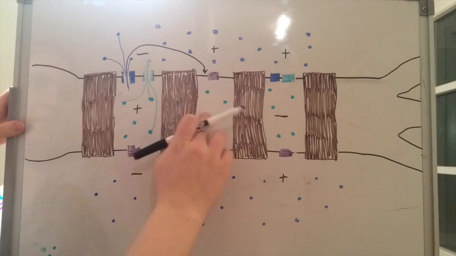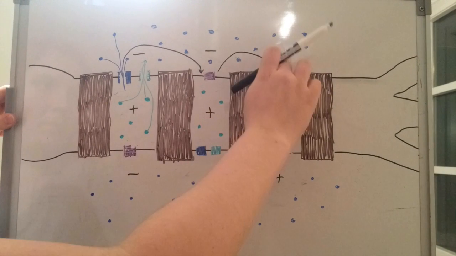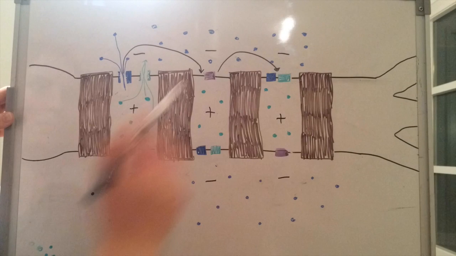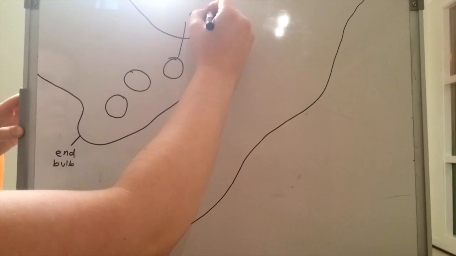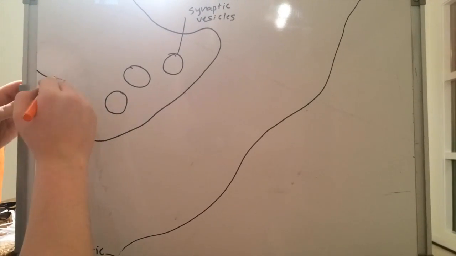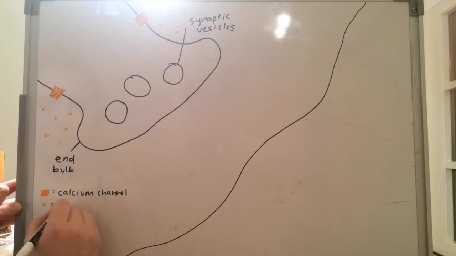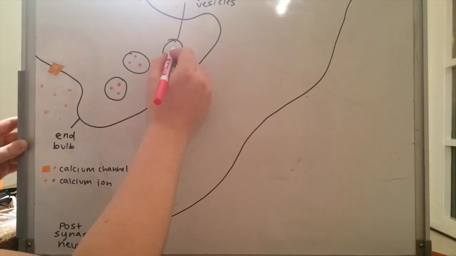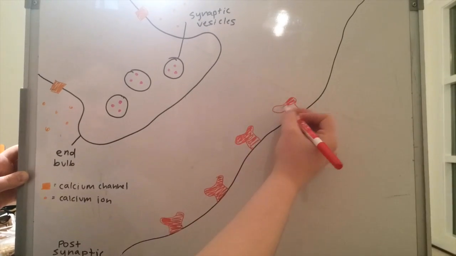The action potential jumps over the myelin sheaths from one node of Ranvier to another, which increases propagation speed. Once the action potential reaches the end bulb, the positively charged sodium ions cause calcium channels to open. Calcium ions rush into the end bulb, attach to the synaptic vesicles, and cause them to move and fuse with the membrane. The synaptic vesicles then release glutamate into the synapse.